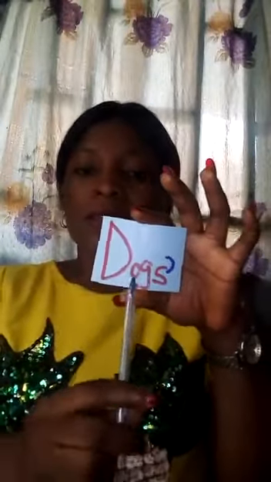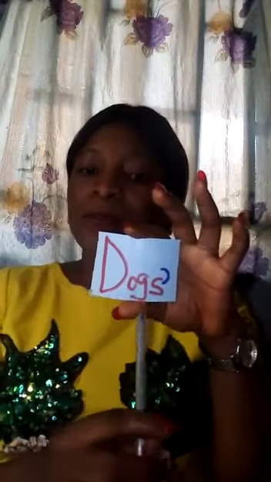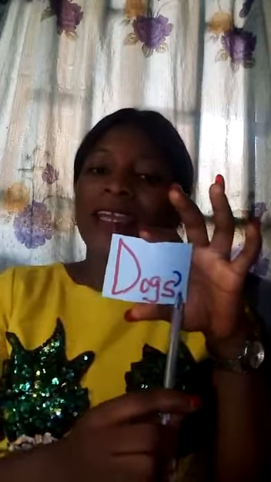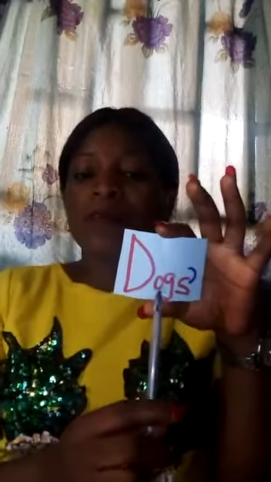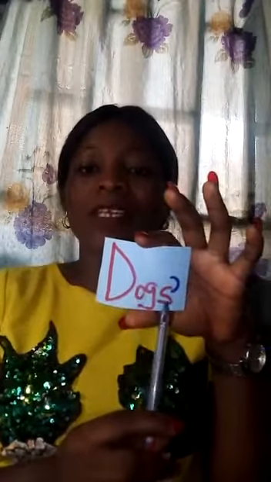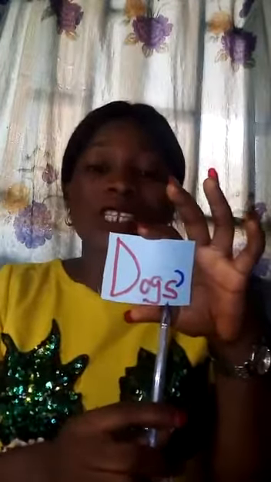Dogs. Dogs ends in s, it's a plural noun, so I added my apostrophe to show possession, to show that it actually belongs to the dogs. And do not forget, it ends in s, so it is plural.